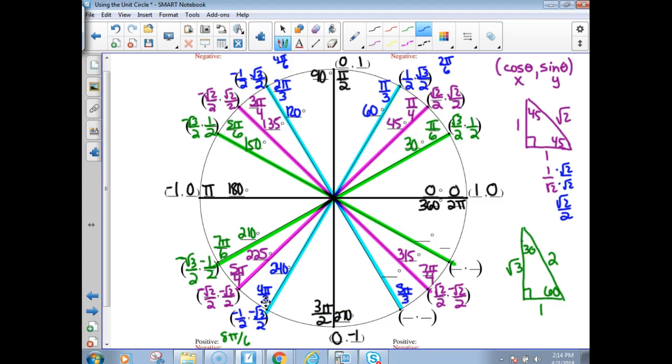All right, we're almost done. We got one more section, so let's keep going by pi over 6s. I'm going to go back to the beginning just to hopefully catch you if you didn't get something at this point.